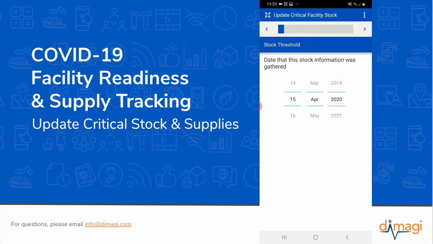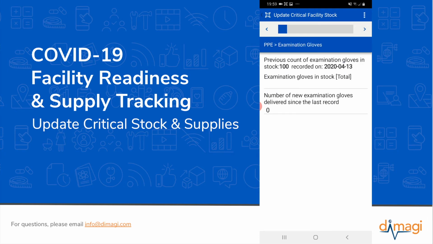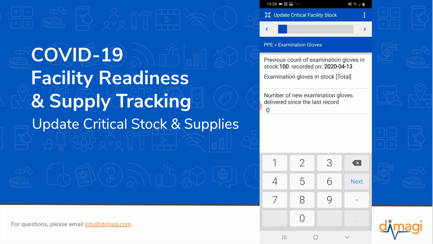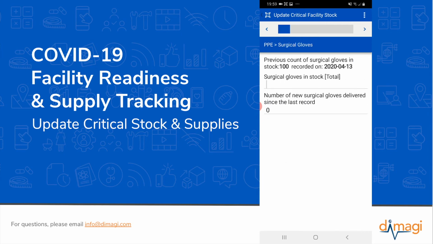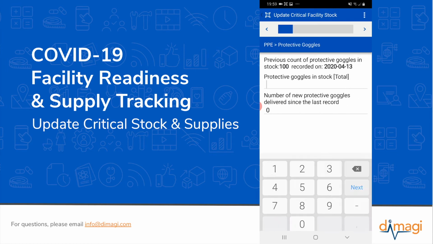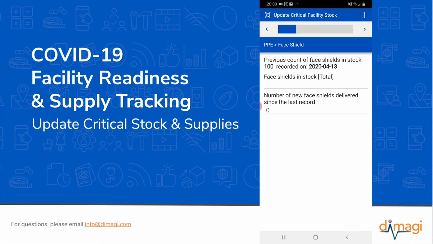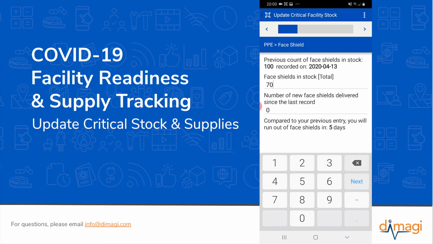We're going to say that the date of the stock take was today, and you will assess the stock on hand. So we can say that the number of examination gloves changed to 80. The same for surgical gloves. Protective goggles, we can say there are 90 still. Face shields, we can say has dropped down to 70.